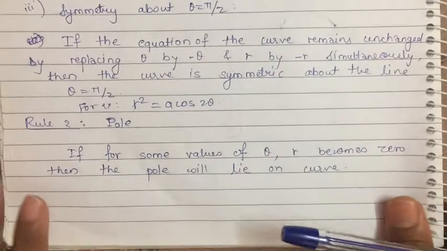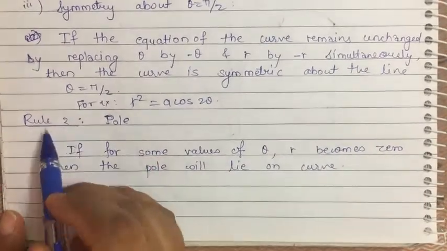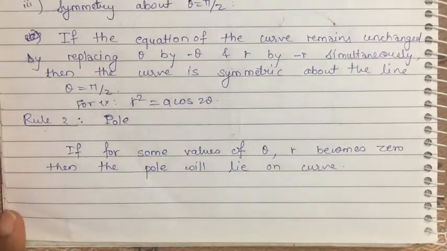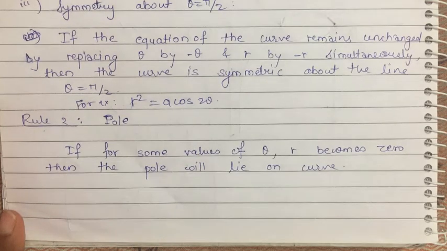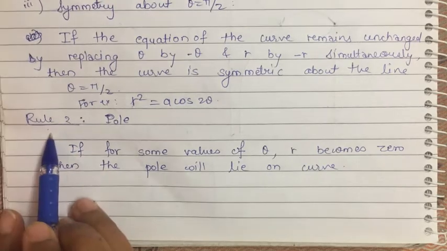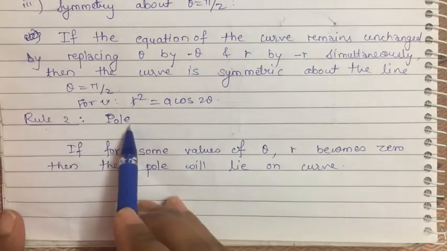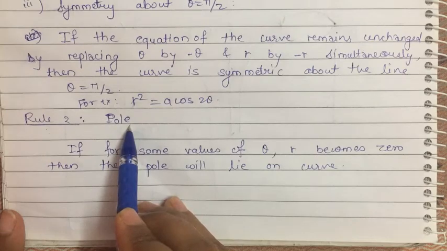Now the second rule is the pole. We need to check what our second rule was in the Cartesian case: whether the curve passes through the origin, that means the point of intersection. So similarly here we need to check the pole, that means whether the curve passes through the pole.